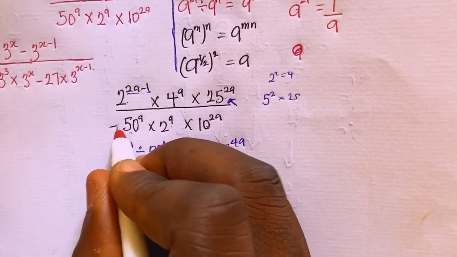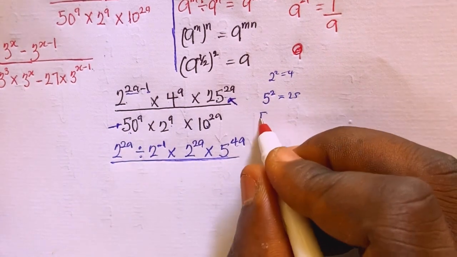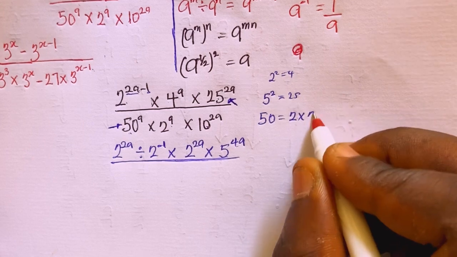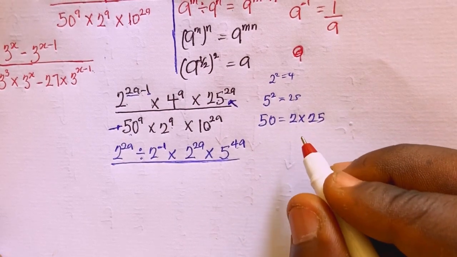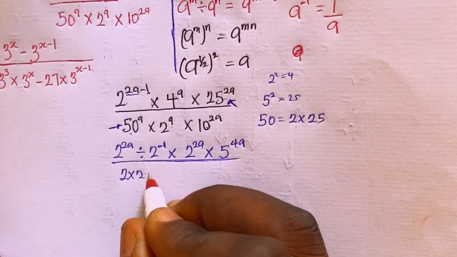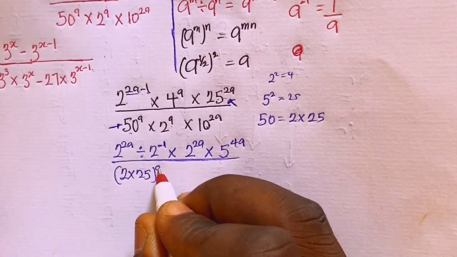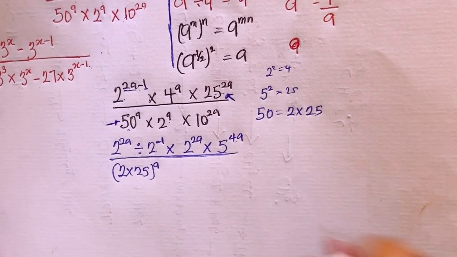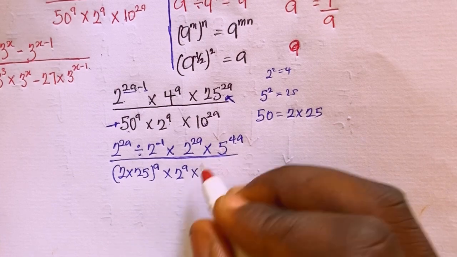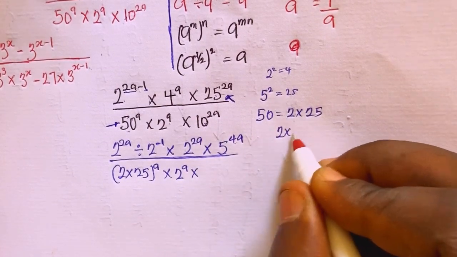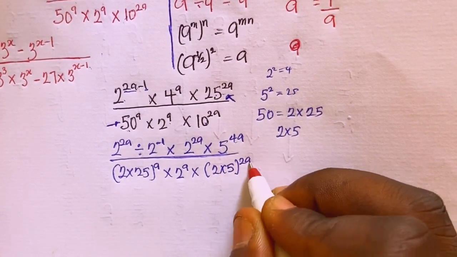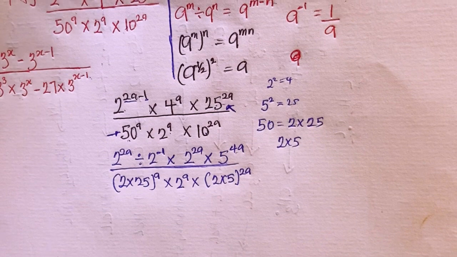Looking at this base very well, 50 is the same as writing 2 times 25. It can work. So you can write it as 2 multiplied by 25, all in brackets, with a raised here. Then multiply by 2 raised power of a. Then I can express this one also as 2 multiplied by 5, so I'm going to have 2 multiplied by 5, all raised power of 2a.